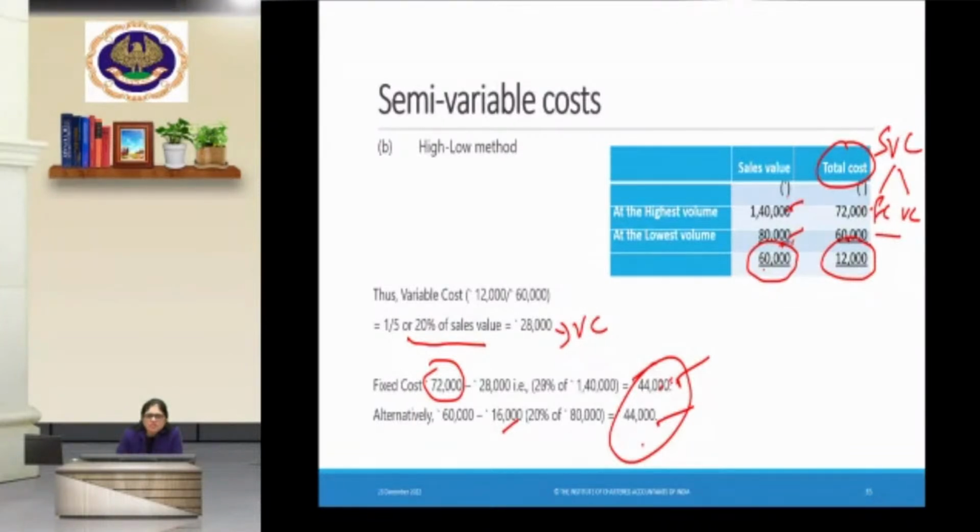Variable cost changes. At the highest volume, variable cost is 28,000. At the lowest, variable cost is 16,000. Which cost is increasing or decreasing? Variable cost. Fixed cost remains the same. So that is one method to segregate between variable and fixed cost. All right.